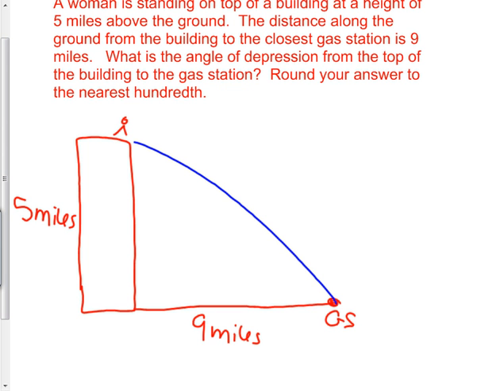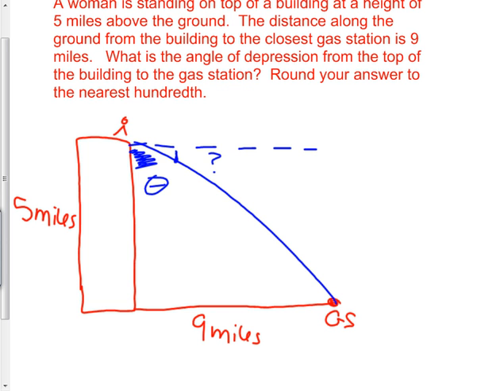But what is the problem asking for? It's asking what is the angle of depression from the top of the building to the gas station. So remember when we do angle of depression, we draw that straight view out? And our angle of depression is right here, right? So this is what we want to find. But before we can find that, don't we need to find this angle? Yes. And how would we do that?